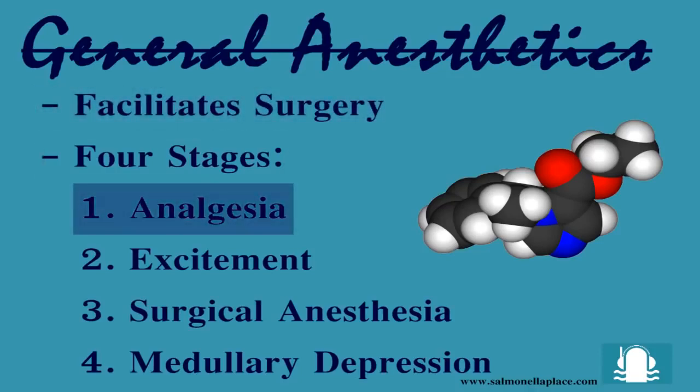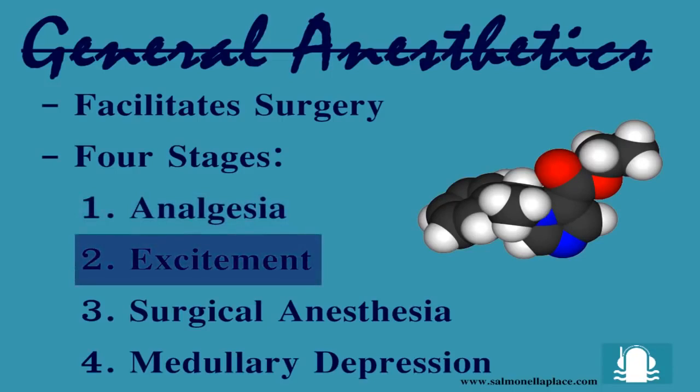The first one is analgesia, and as I mentioned, it means that the patient will not feel any pain. However, they are conscious but sleepy. The second stage is excitement. This is when the patient becomes unconscious, but their body still responds to painful stimuli. Inhibitory neurons are inhibited, and then involuntary movements occur. There may be some incoherent speech, vomiting, and irregular breathing.